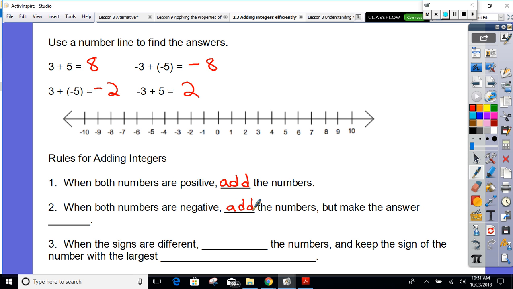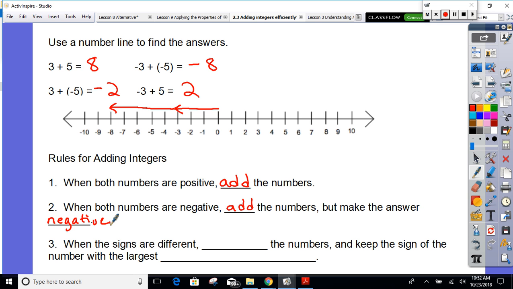the length of the arrow is 3 and 5, they're just going to the left. So we're adding together an arrow that went 3 units to the left and an arrow that went 5 units to the left. This arrow is 3 units long, that's its absolute value. This is 5 units long, that's its absolute value. 3 plus 5 is 8, but we went left, so it's -8. So we add the numbers, but we make the answer negative.